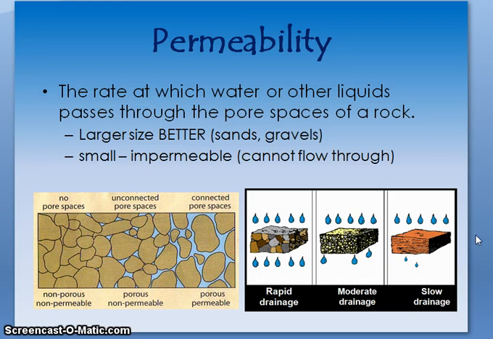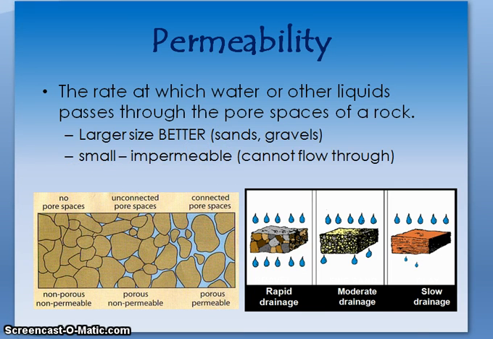Okay, we're going to start with permeability. Permeability is the rate at which water will flow through rock, okay? If you have a larger size particle, like a sand, a gravel, a pebble, they're going to allow water to move through them faster than smaller particles, because with smaller particles, the closer they get, the more impermeable that layer is, meaning water can't flow through it. So the larger the particle, the easier it is for water to flow through.